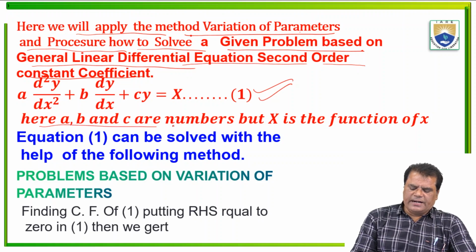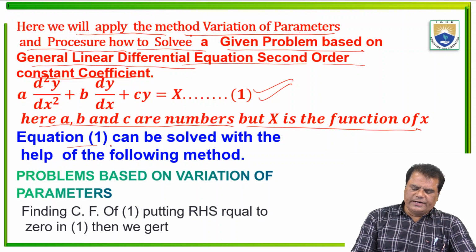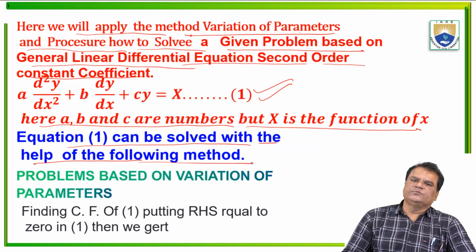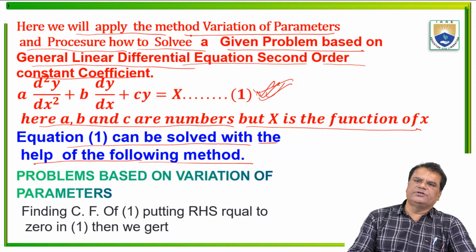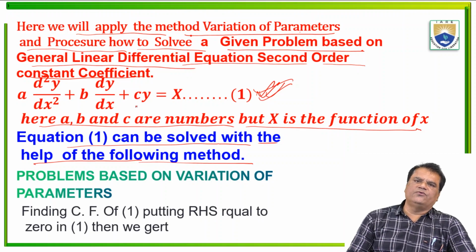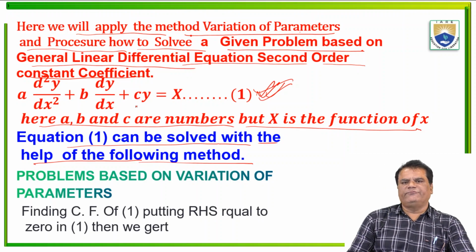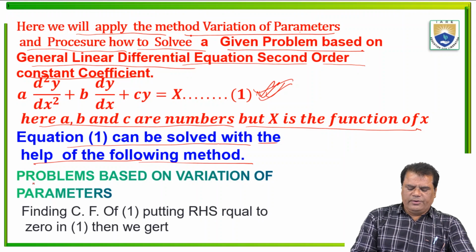Here a, b, c are numbers and r is a function of x. Equation 1 can be solved with the help of the following method. This equation 1 is known as a linear differential equation of second order with constant coefficients. So this equation 1 can be solved with the help of the following method. The method is variation of parameters.